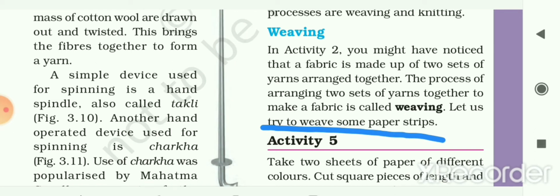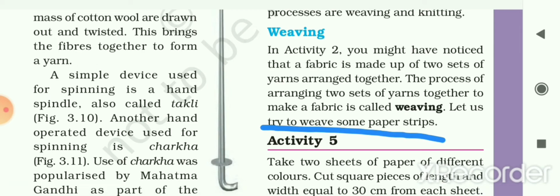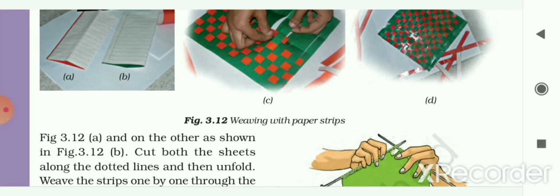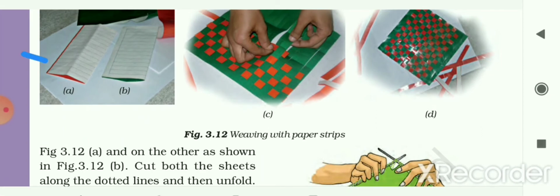Now let us try to weave some paper strips. For that, one activity is given to you, activity 5. Take two sheets of paper of different colors, and cut square pieces of length and width equal to 30 cm from each sheet. Now fold both the sheets in half. On one sheet, draw the lines as shown in figure A.